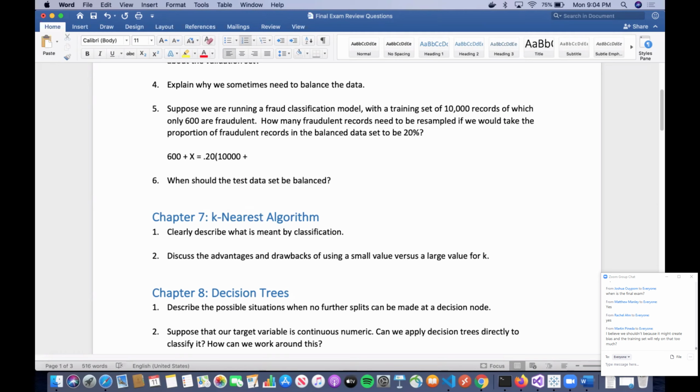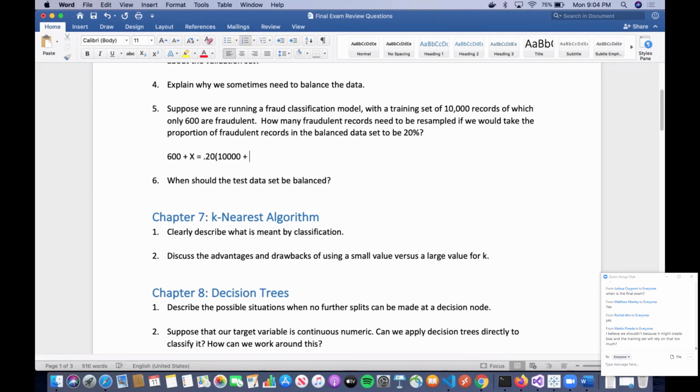Just imagine we have 10,000 records from the training data set, and only 600 of those are fraudulent. So we don't have a good representation, a sample, to train our model. So that's why we have to resample here. And this is the formula that we use to do the resampling.